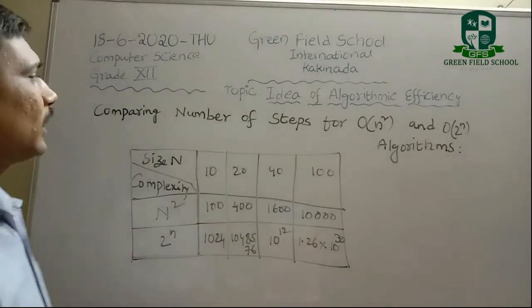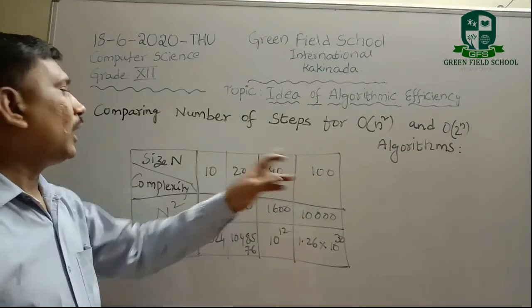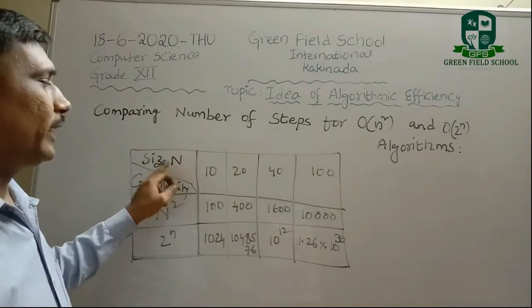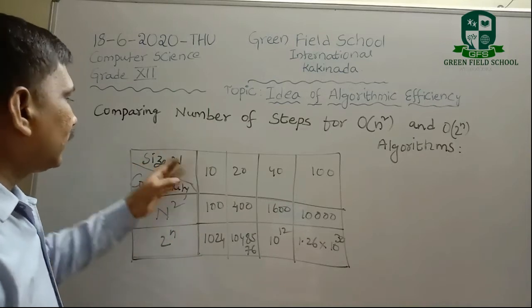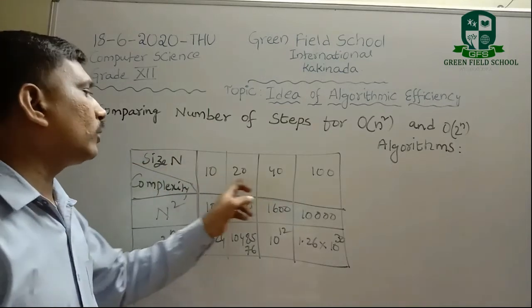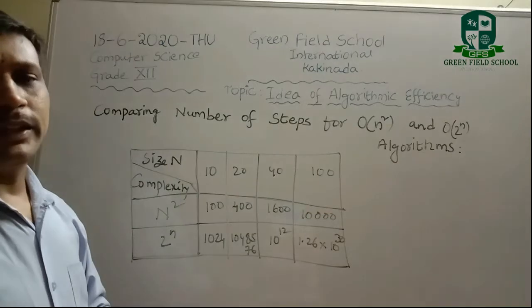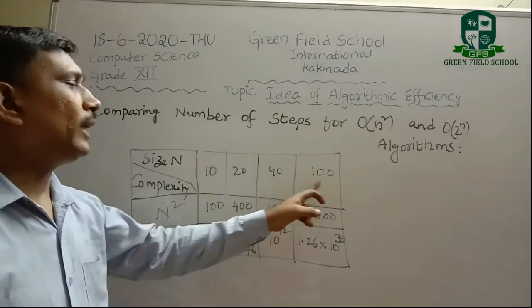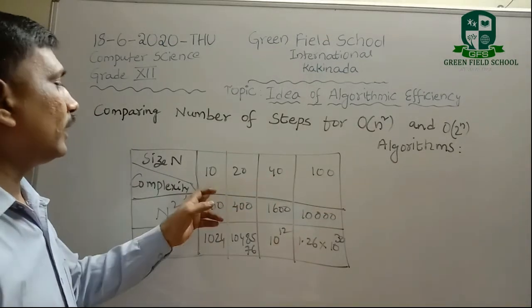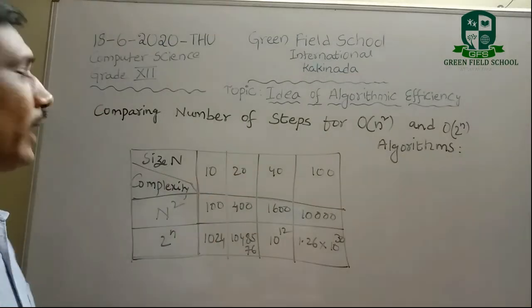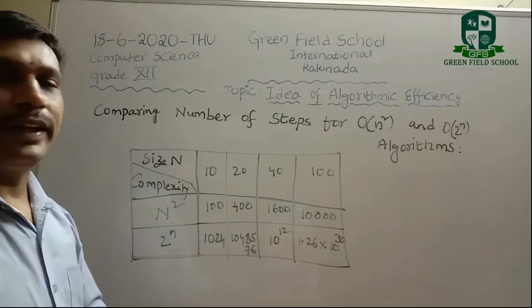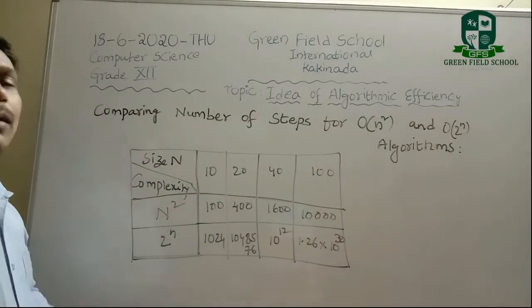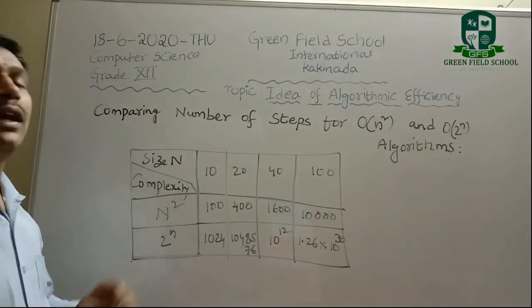Suppose here n is the size. We calculate with the size varying over different values: 10, 20, 40, 100. So as our size n increases, 10, 20, 40, 100 in this way, we then calculate the complexity, that is order of n square and order of 2 power n.